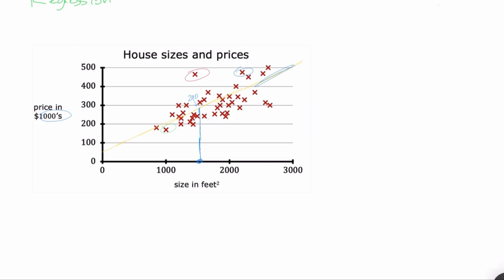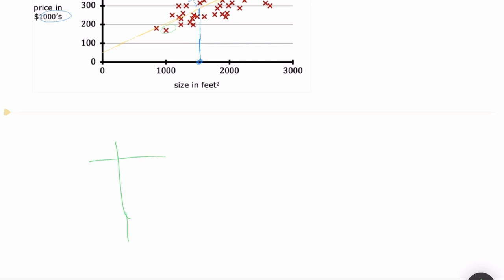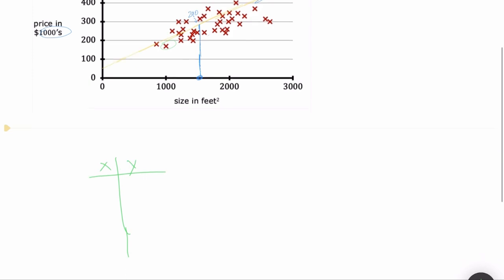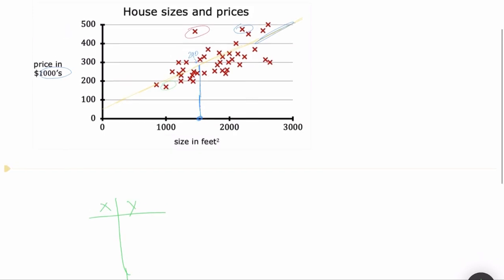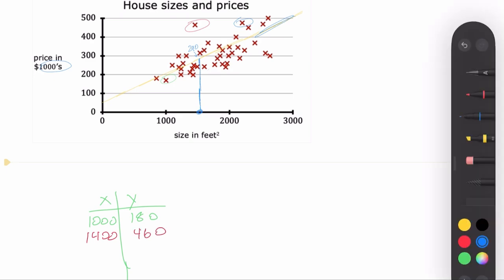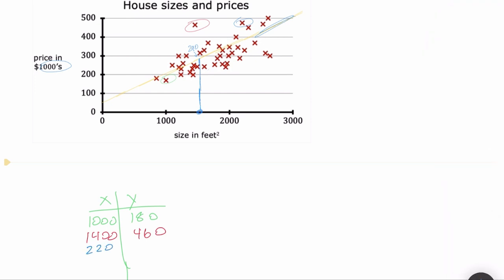And I can represent the data shown in the graph in columns. The left side will represent the x values and the right side will represent the y values. So we had various data points that we circled, so I'll just write down the ones that we circled in the graph above. One had an x value of 1,000 and a corresponding y value of 180. Another data point had an x value of 1,400 and a price of 460. And the third data point had an x value of 2,200 and a corresponding y value of 480. So I just jotted down some of the data points in the graph above.